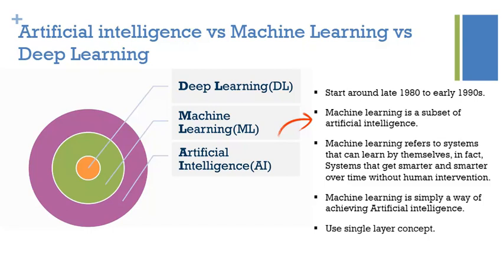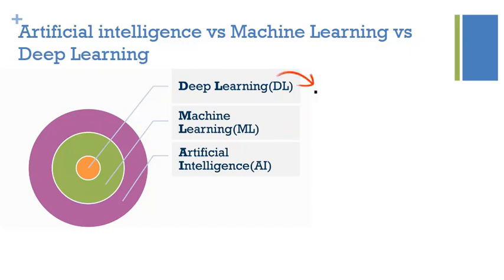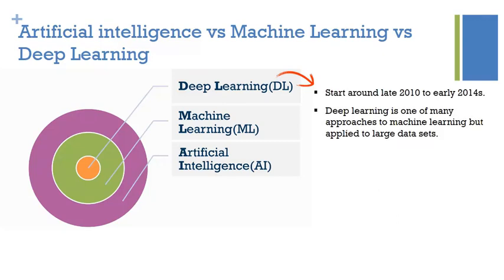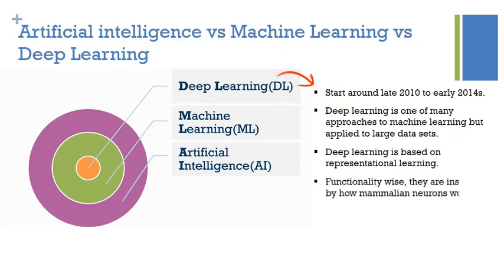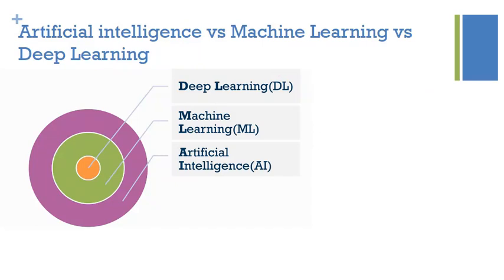Use single-layer concept. Deep learning started around the late 2010s. Deep learning is one of many approaches to machine learning but applied to large datasets. Deep learning is based on representational learning. Implementation-wise, it is composed of numerous layers of neural networks. Functionality-wise, they are inspired by how mammalian neurons work. Use multi-layer concept.